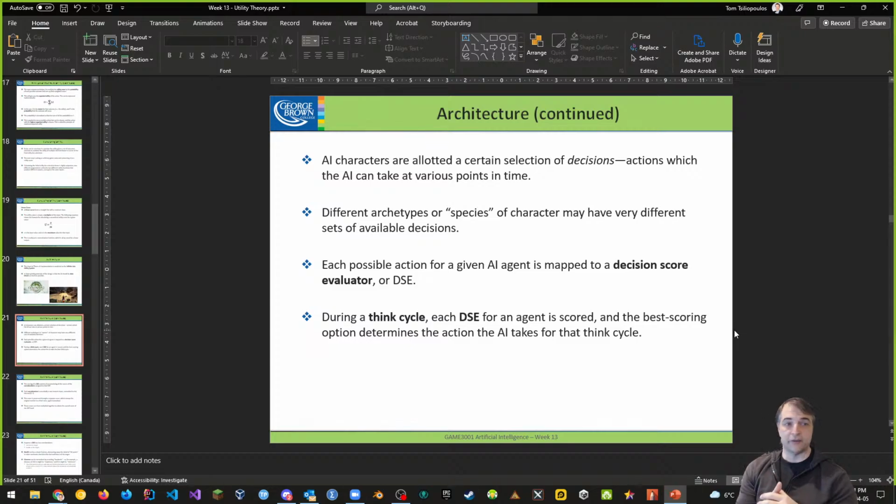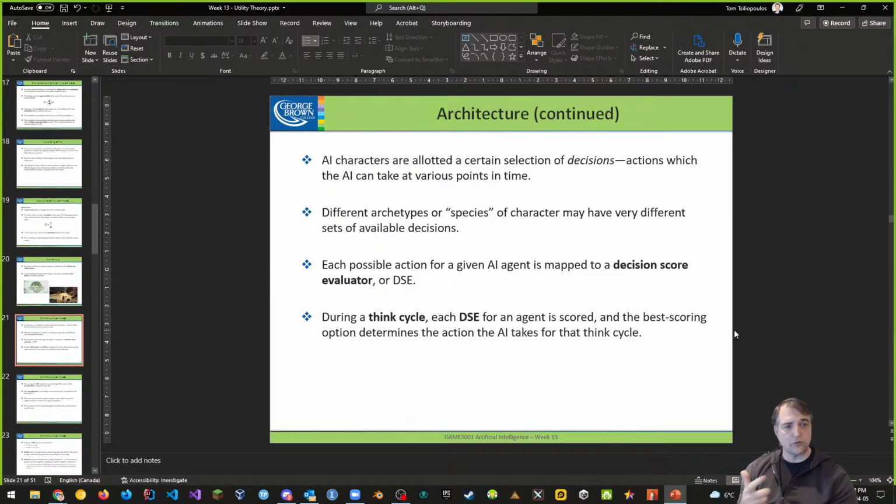In our case, we only have two species of characters, a ranged combat enemy and a close combat enemy. Okay, just to bring it back to what we're doing, each possible action for a given AI agent is mapped to something called a decision score evaluator, or a DSE. So during a think cycle, each DSE for an agent is scored, and the best scoring option determines the action that the AI takes for that think cycle.